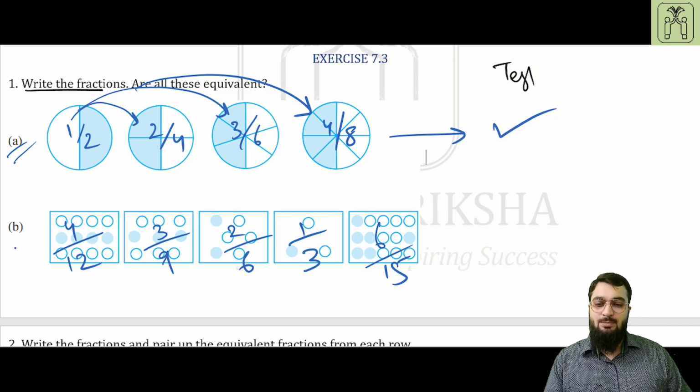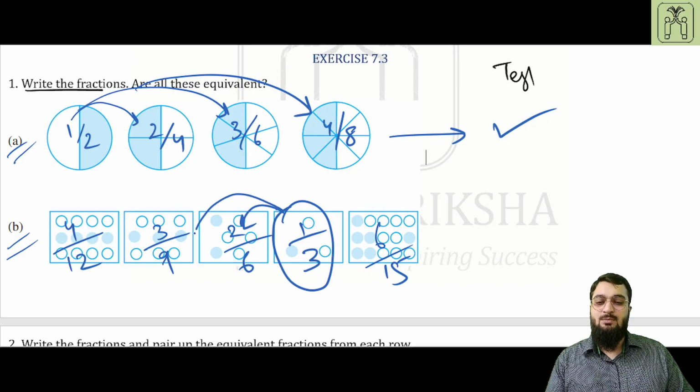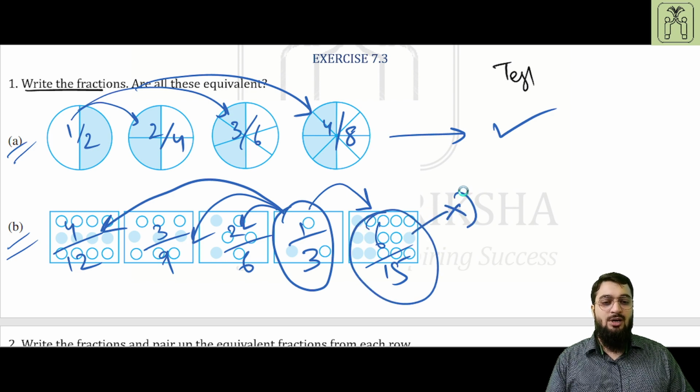Coming to part B, that is 1 upon 3, if you look upon this fraction, this is the smallest fraction and cannot be further simplified. If I multiply it by 2, I get 2 upon 6. If I multiply by 3, I get 3 upon 9. And if I multiply by 4, I get 4 upon 12. However, if I multiply by 5, I will get the denominator as 15, but the numerator will be 5, which is not equal to 6. Therefore, this is not equivalent to the remaining.